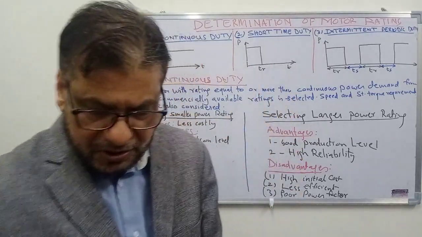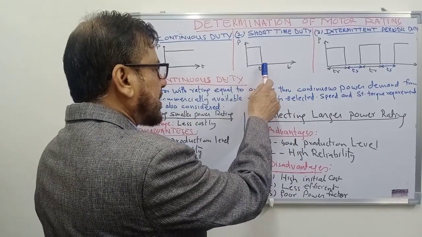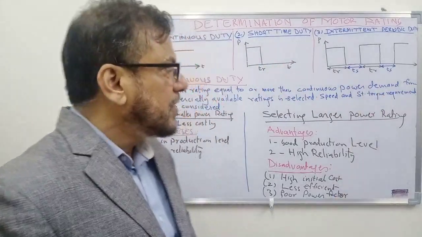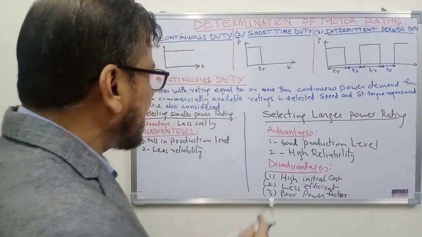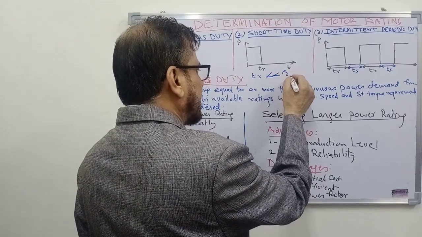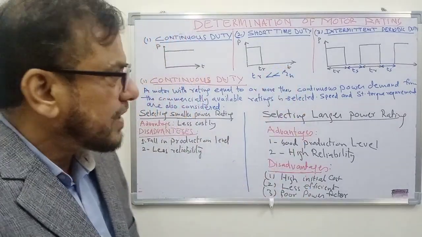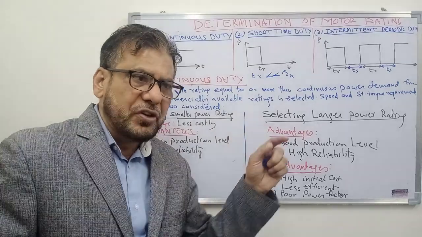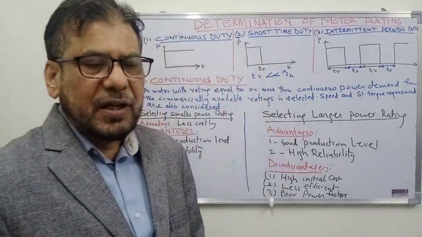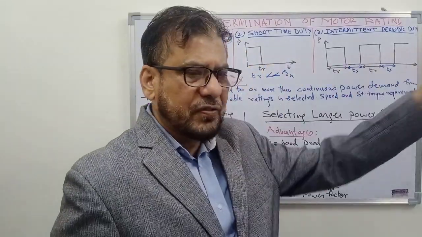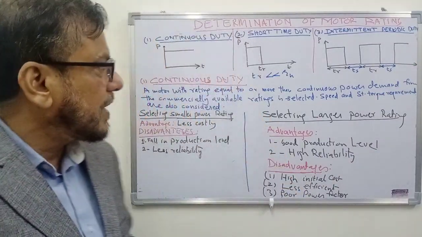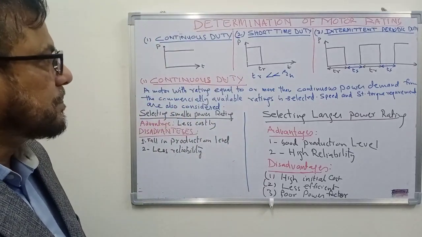Short time duty: here the motor is loaded for the time say TR, running period, and then it is unloaded or disconnected. This time TR for which the motor is loaded is much less than the heating time constant of the motor. This means that during this time period, the motor will not reach its final steady state temperature rise, and after that the machine is disconnected for long enough time so that the motor again reaches its ambient temperature. So this type of duty is known as short time duty.